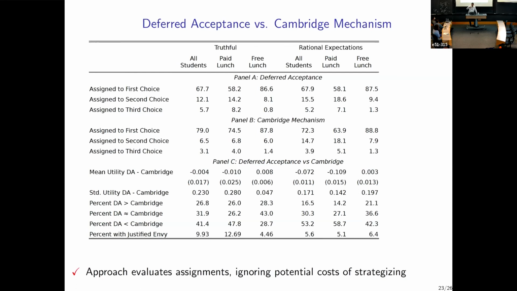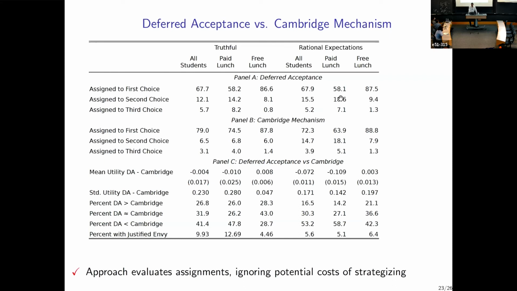They also prefer schools that are close by. So essentially for them, going from DA to Cambridge doesn't change much because they were basically getting their first choice anyways, as we see here. 87% of them are getting their first choice under deferred acceptance, and 88% in Cambridge. So nothing changes for them.